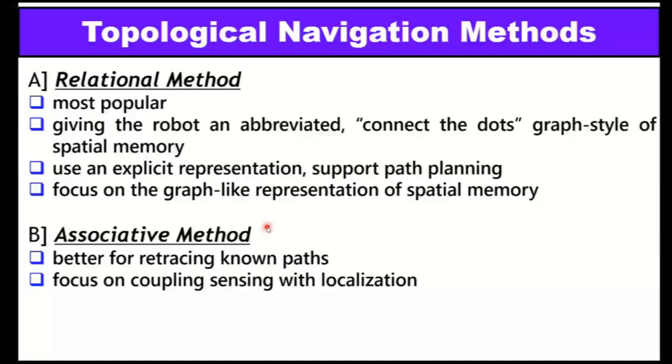Associative method, the robot is retracing the path. The robot is saying that building 1 is here from me and building 1 is there from me. In the relational method, what we say is that building 1 and building 2 have some distance. So, relational method and associative method.